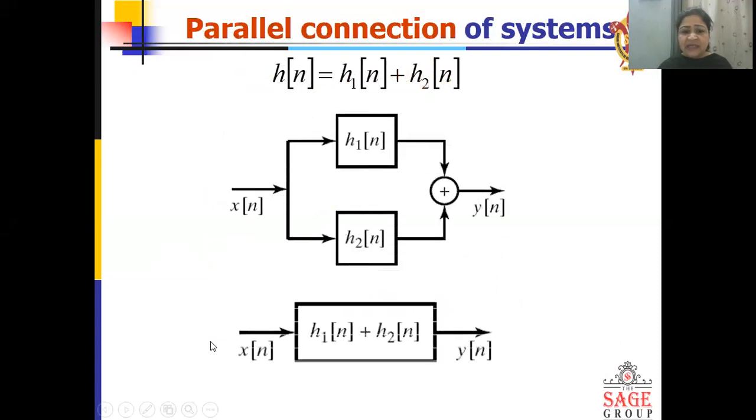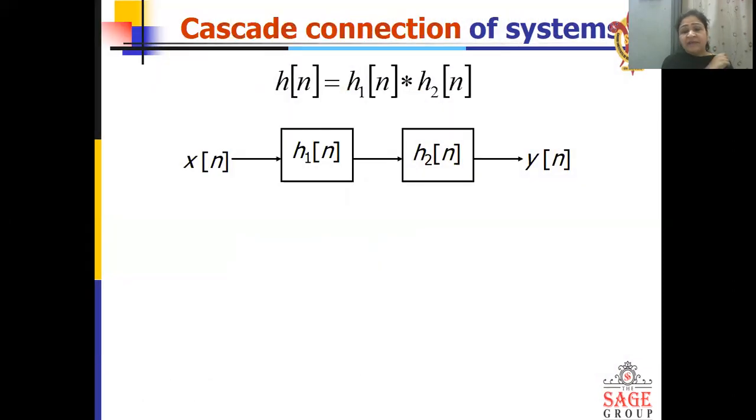That means this equation is written as xn is given to the system with unit impulse response h1n plus h2n, and output yn is generated. That means this parallel combination of two discrete time systems can be represented by one discrete time system whose impulse response is the sum of the respective impulse responses.